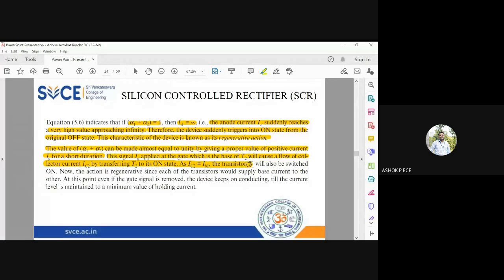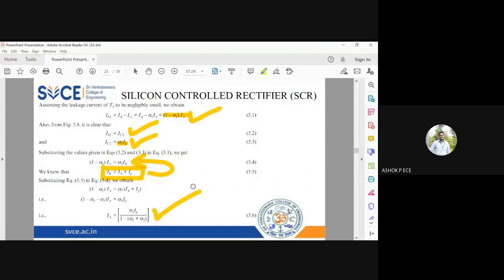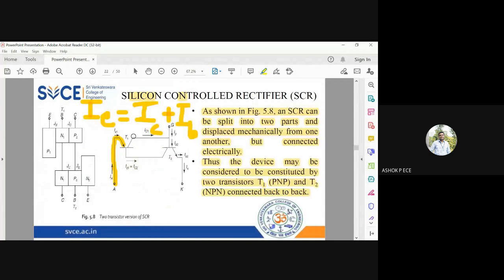So now you can see both the transistors are going to be in on state. When the transistors are in on state, they are in saturation. So very heavy current is going to flow through the collector terminals of both the transistors T1 and T2. So this action is regenerative since each transistor would supply base current to the other. If you see the diagram, T1 will supply base current to T2. T2 will supply base current to T1. So it is a regenerative action.